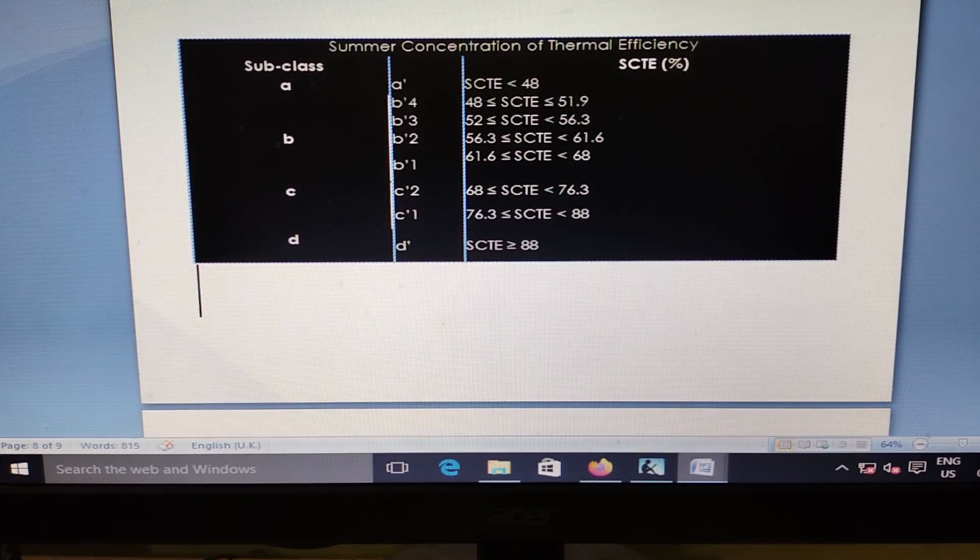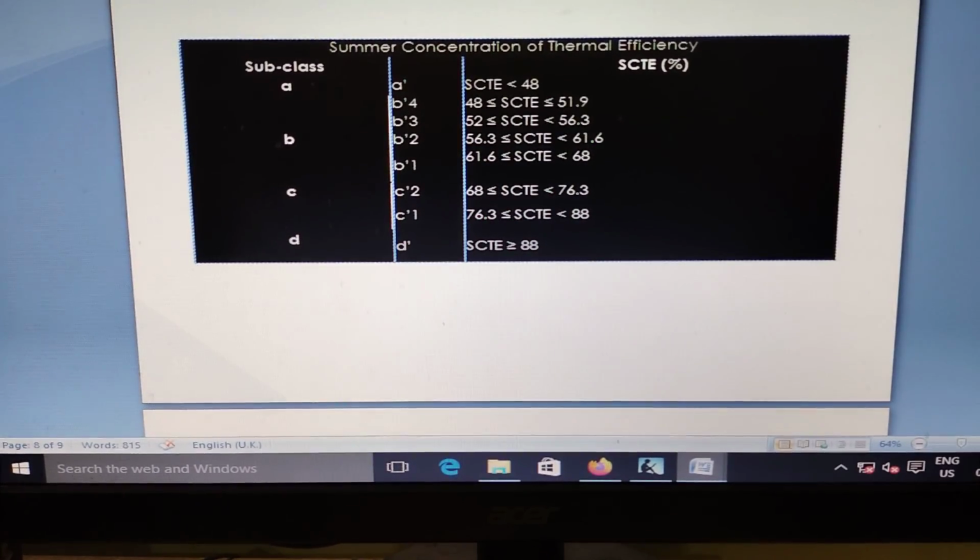Then summer concentrated thermal efficiency, SCT. It is also divided into A, B, C, D, E. A is divided into B4, B3, B2, B1, C2, C1 and D. It depends upon the SC ratio. A is equal to below 48, B4 is equal to 48 to 51.9, and D is equal to more than 88.